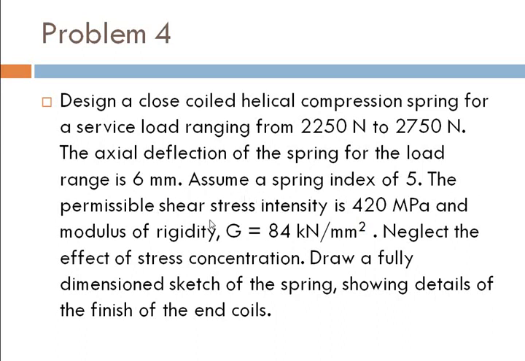The permissible shear stress intensity is 420 megapascal or 420 newton per mm square, and modulus of rigidity G is equal to 84 kilonewton per mm square or 84 into 10 cube newton per mm square. Neglect the effect of stress concentration. Draw a fully dimensioned sketch of the spring. Show details of the finish of the end coils. This is the design of the closed coil helical spring.